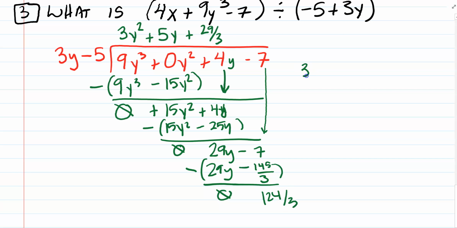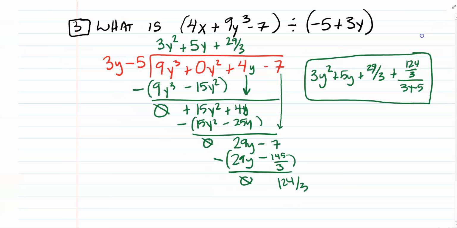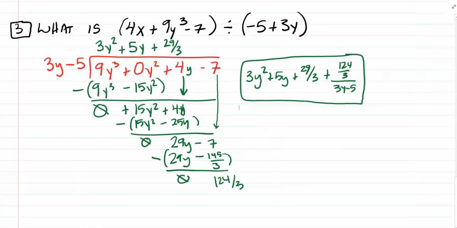So a way to represent the answer would be 3y squared plus 5y plus 29 thirds plus 124 thirds divided by 3y minus 5, which is kind of a ridiculous way to do it. But that is the right answer, and that's how we got it.